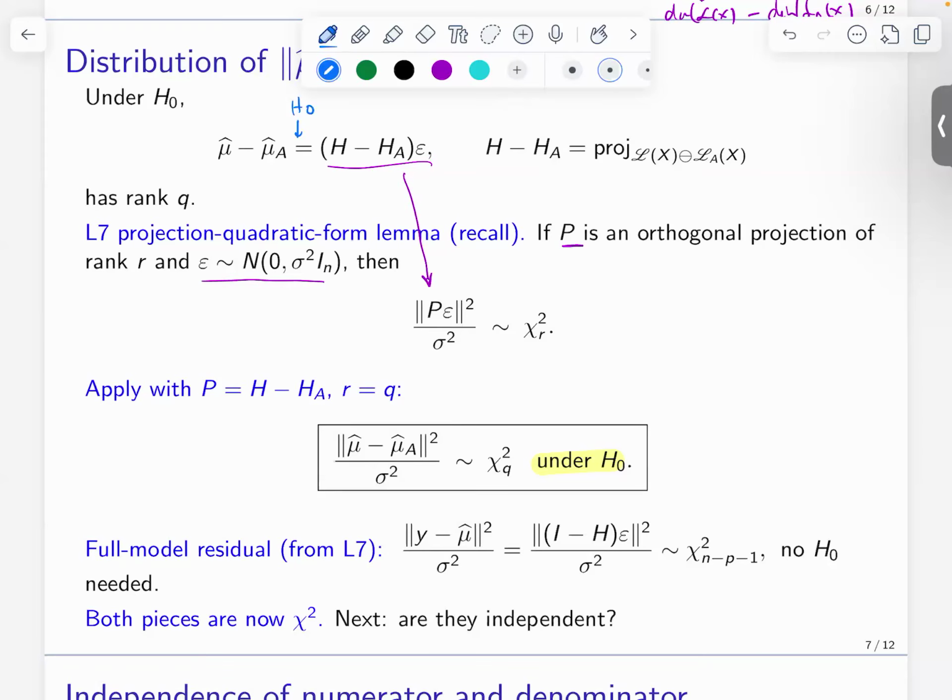If you go back to a couple of slides earlier, the reason why this holds is that when you apply the H and HA, both leave mu invariant, and so they cancel out, and that's only happening if mu is in both subspaces. So this is under H naught. If you're under the alternative, there's some extra term here, which is the kind of residual of mu that the smaller subspace can't explain. But under the null, this is going to be chi squared Q.